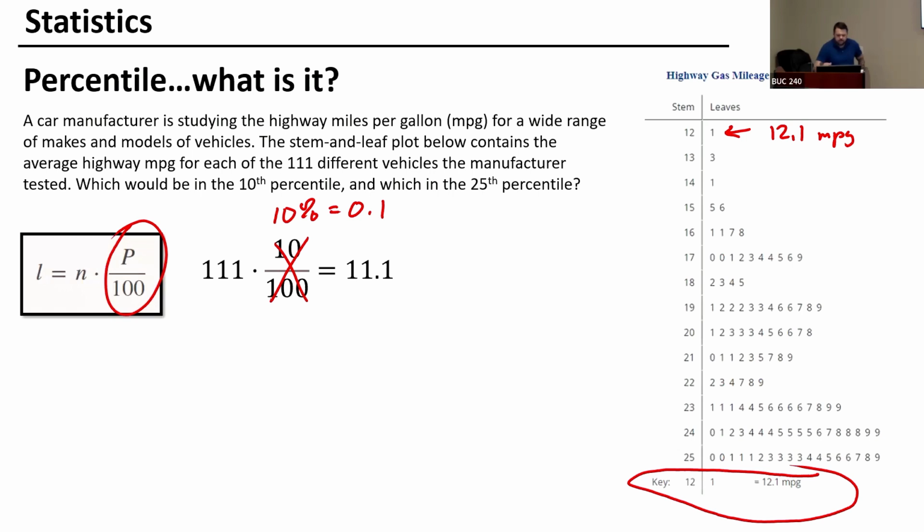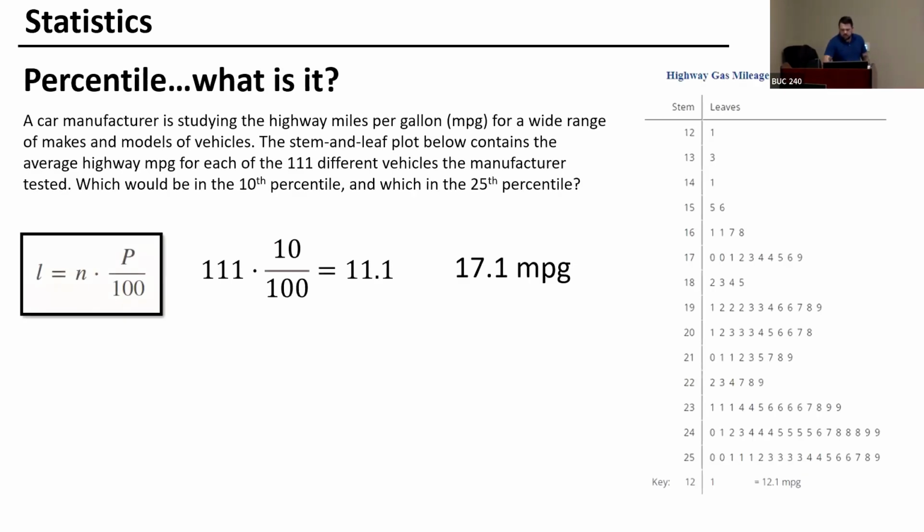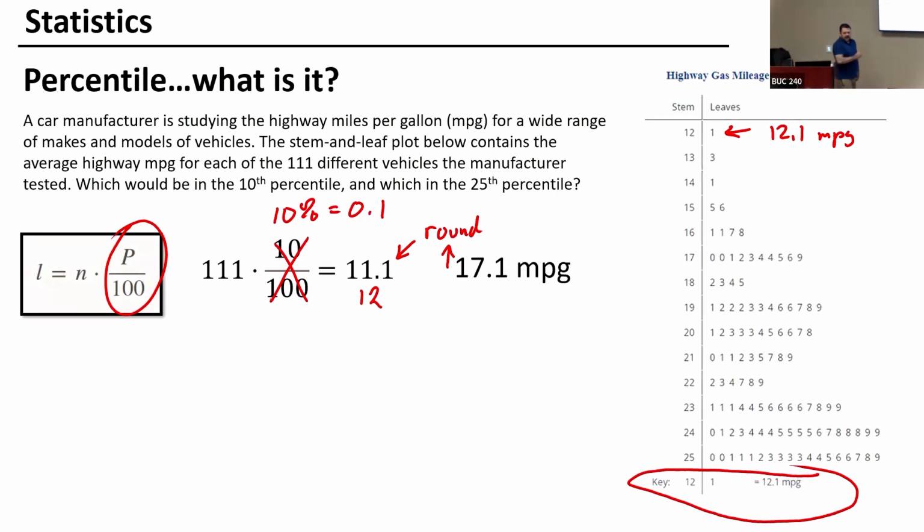Okay, so here, always round up. Okay, always. So notice we round up, we're gonna get 12. Well, what's 12? 17.1. Okay, well, how do I know that? I counted 12. When you start counting in here, notice I can come here and go 1, 2, 3, 4, 5, 6, 7, 8, 9, 10, 11, 12. And there it is, 17.1.